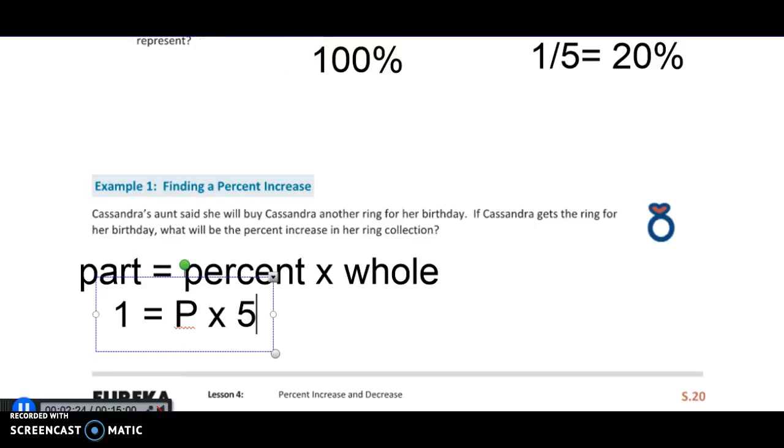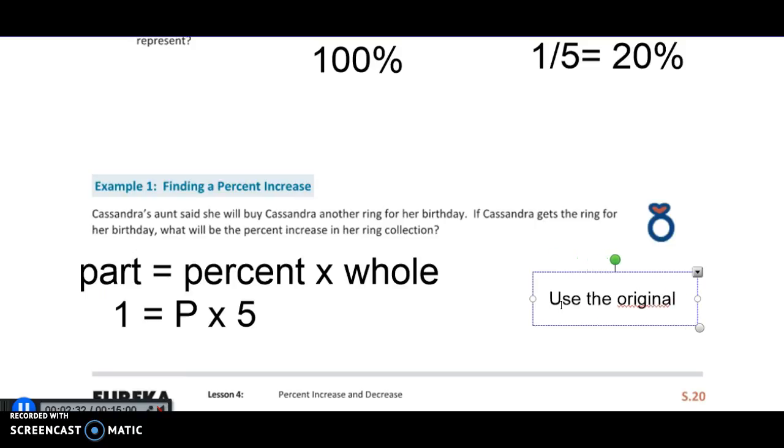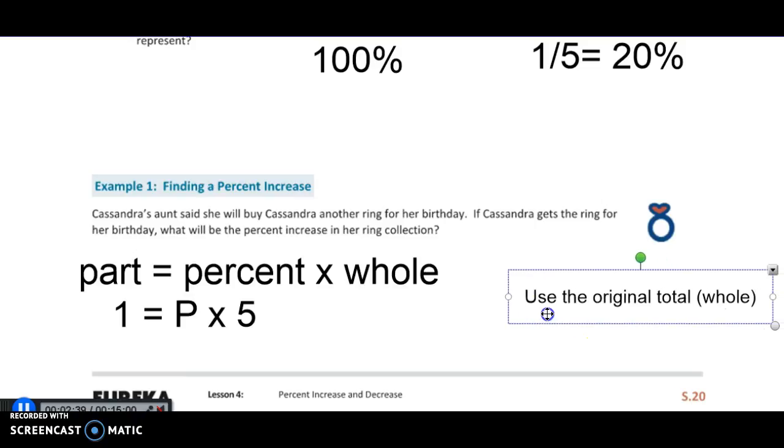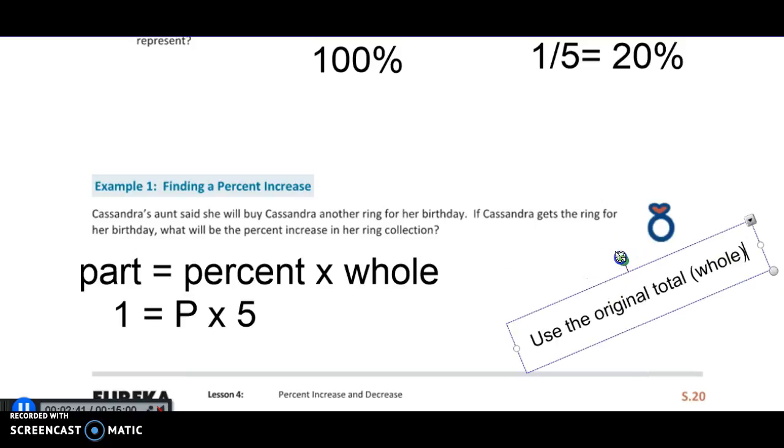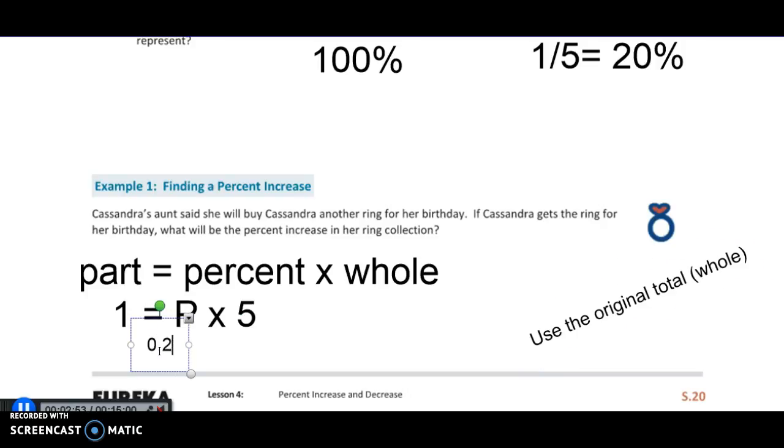Okay, so this might be worth making a note of somewhere in the corner as well. We're always going to use the original total, which we would call the whole. Whatever the original was at the beginning of the problem is exactly what we want to look for. Use the original total for our whole amount. Okay, so if 1 is equal to p times 5, divide both sides by 5. The percentage that we're looking for, our calculator will tell you is 0.2, which we know would actually be 20%.